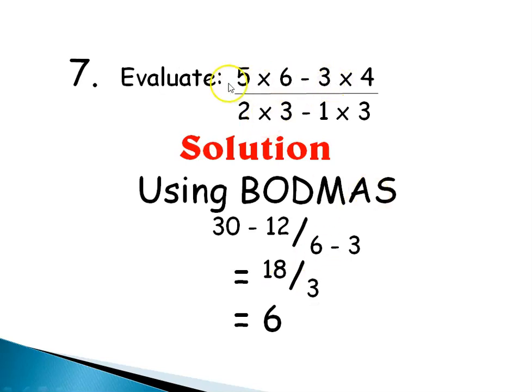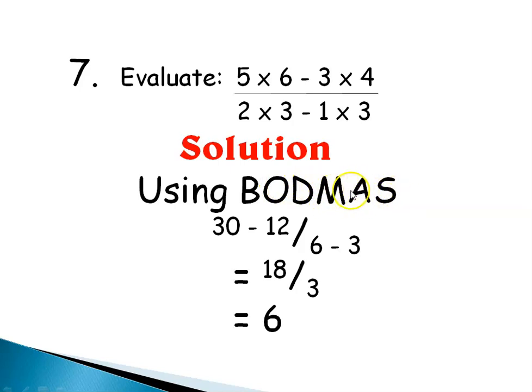Question 7 says, evaluate 5 times 6 minus 3 times 4 divided by 2 times 3 minus 1 times 3. Now when you have questions like this, you need to use your BODMAS. Some people call it PEMDAS. Whichever way, it's still the same thing. So in BODMAS, it simply means my bracket comes first, then my of, division, multiplication, addition, and subtraction.